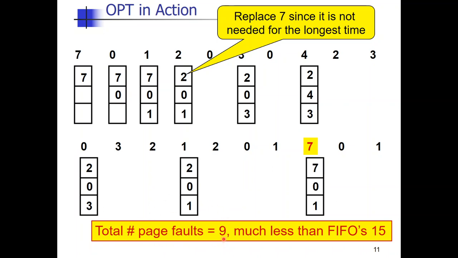So in this case, we went down from FIFO's 15 page faults to 9 page faults. So that's about 9 over 20 page faults. That's the best we can do, even with the knowledge of future page references. That's the best we can do: 9 page faults.